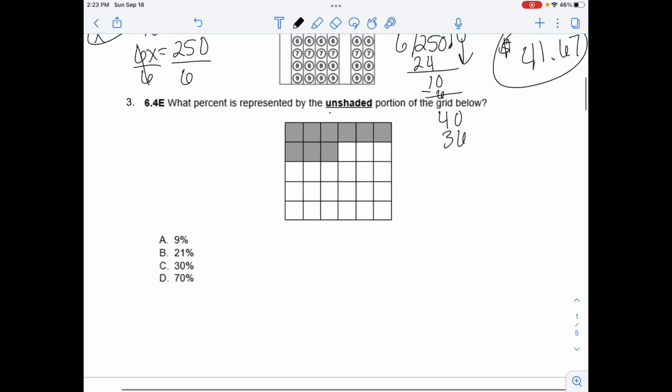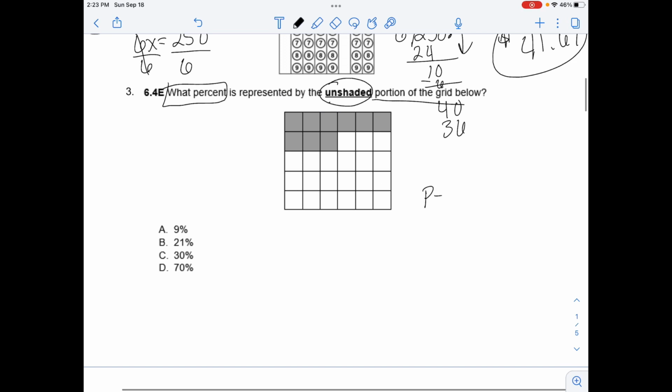We have number 3. What percent is represented by the unshaded portion of the grid below? So I'm looking for what percent. So this is still going to be a part whole percent question. So my part is the unshaded portion, which is 1, 2, 3, 4, 5, 6. Okay. And then I have 3 rows, which is 18, 19, 20, and 21. So my part is 21.